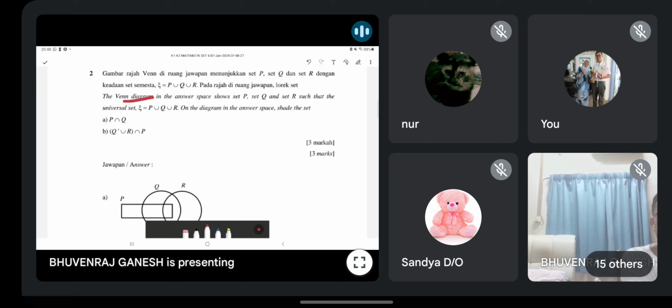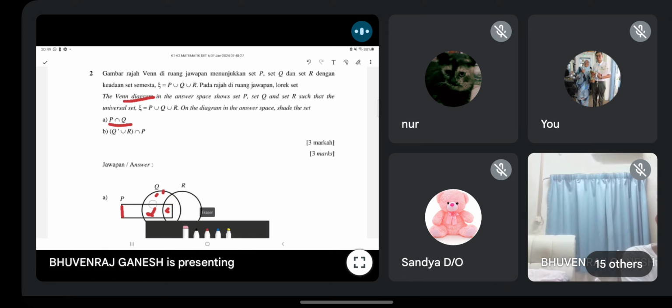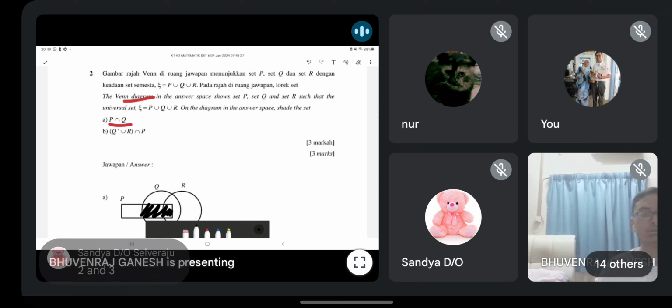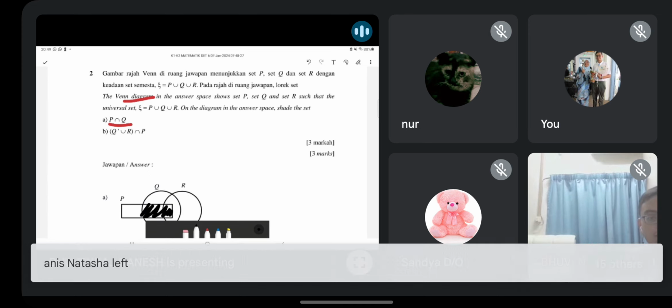Okay, so first question. They ask you P intercept Q. So can you tell me where should I shade? Let's say 1, 2, 3, 4, 5, 6. What number should I shade? Can you tell me? You can type in the chat box lah. Okay, very good guys. 2, 3. Okay, 2, 3 is your answer lah. Because P intercept Q. So P intercept Q, dia adalah persilangan lah. P dan Q. That's why 2 and 3 only lah. Dua kawasan ni sahaja you terima.